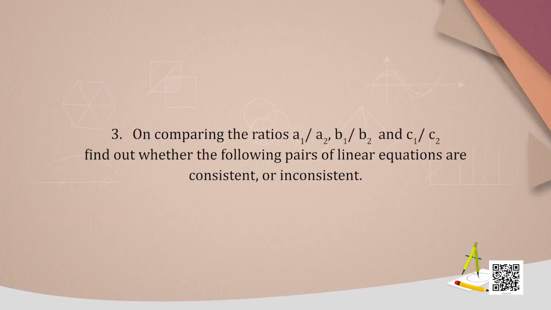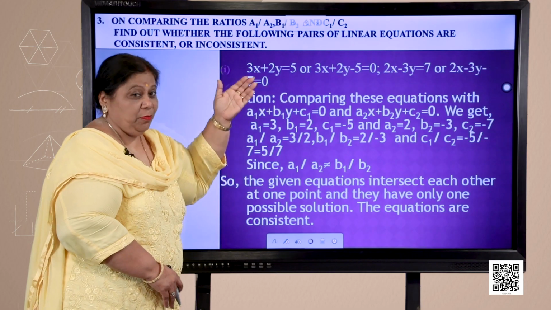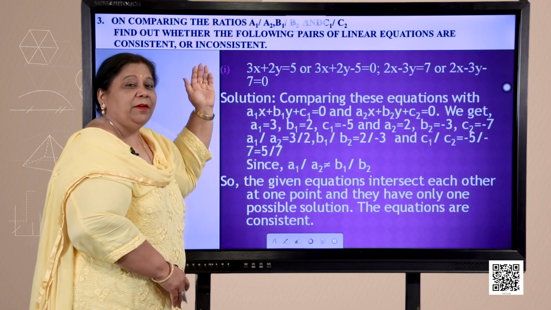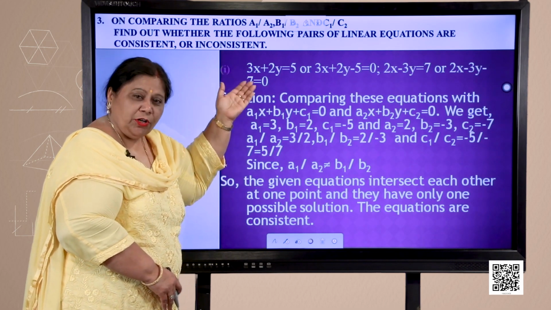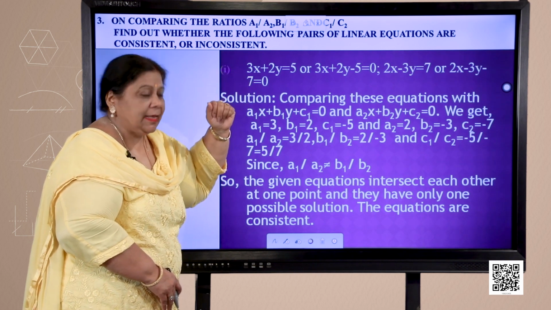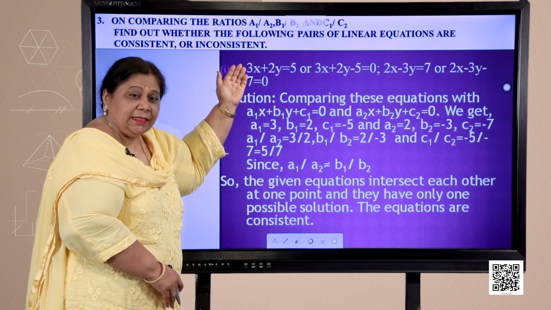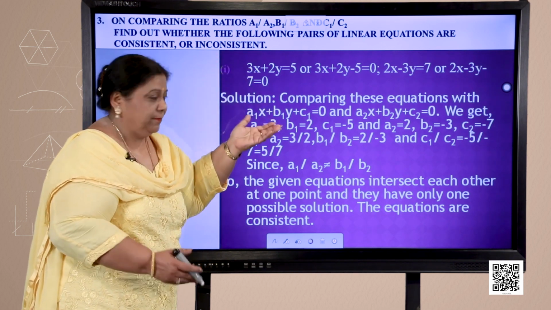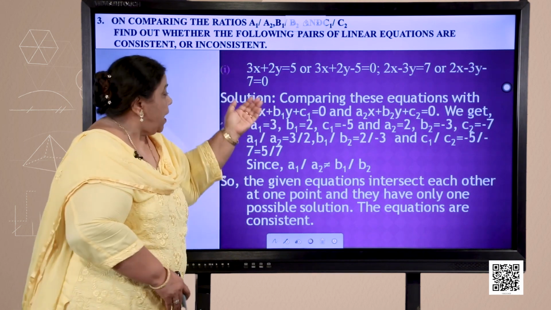Here it goes. On comparing the ratios A1 upon A2, B1 upon B2 and C1 upon C2, find out whether the following pairs of linear equations are consistent or inconsistent. You remember, we say consistent when the pair of equations has a unique solution or infinitely many solutions, and we call them inconsistent when they have no solution. Okay, let us see the first part.